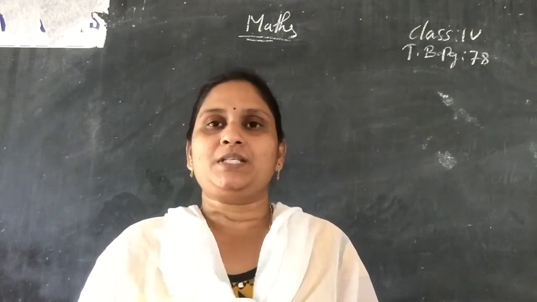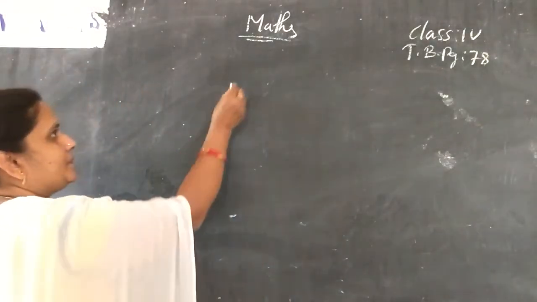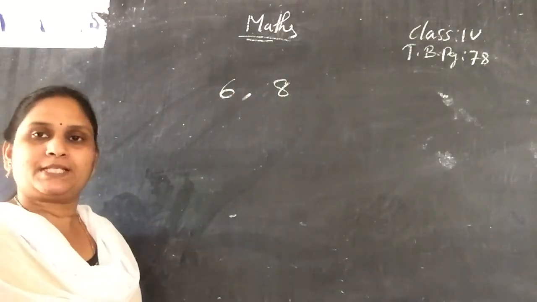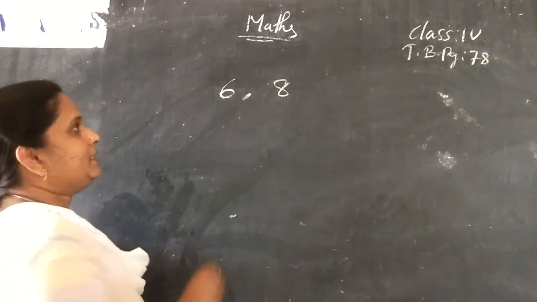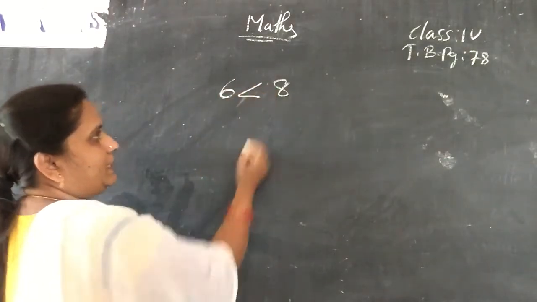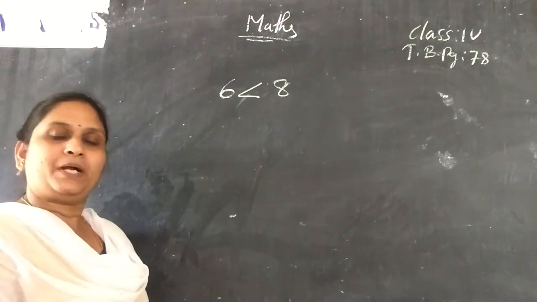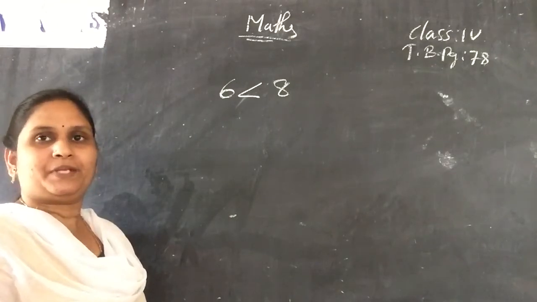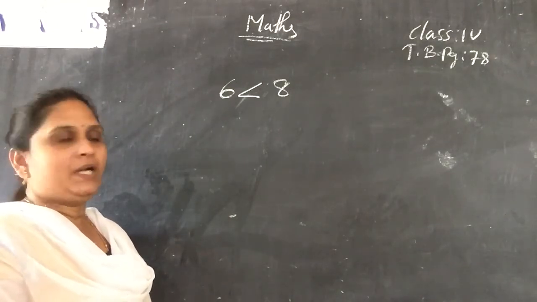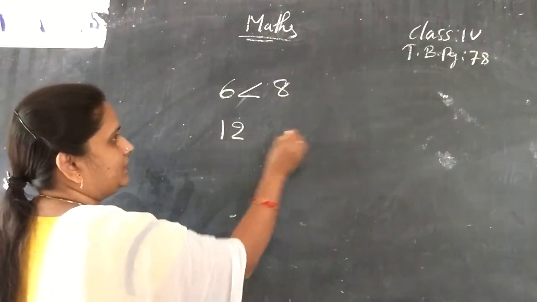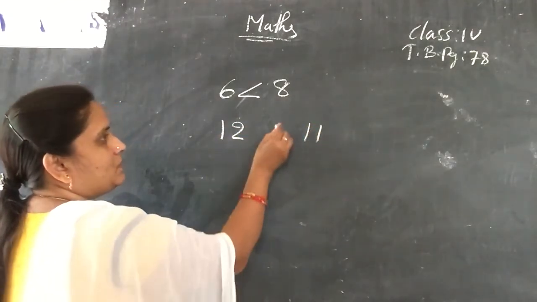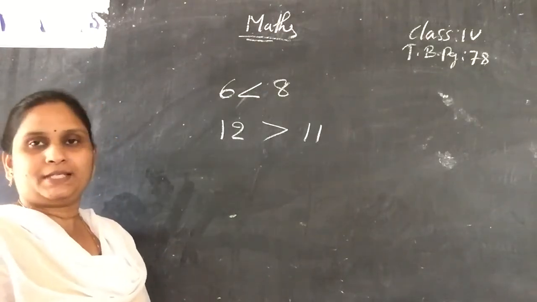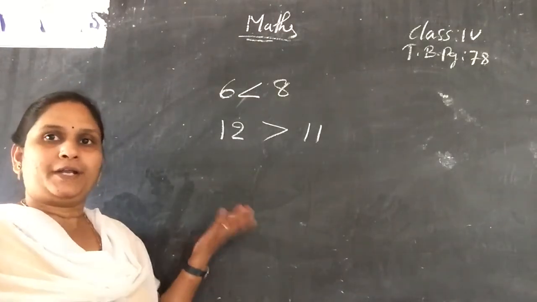See, for example, 6 and 8. If I get two numbers, 6 and 8, easily you will say that 6 is lesser than 8, isn't it? Comparing the value of the numbers, you will say that such and such number is lesser than the given number. And if it is 12 and 11, then 12 is greater than 11. Like that you will compare regular numbers.